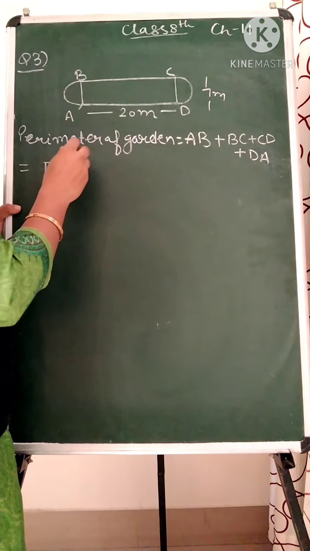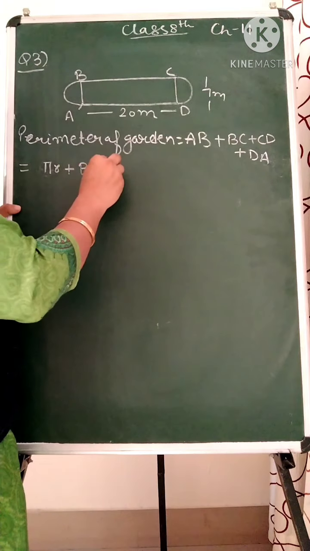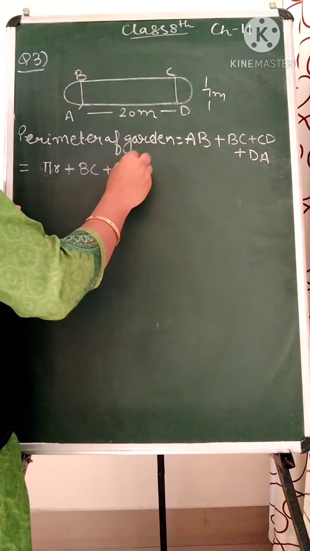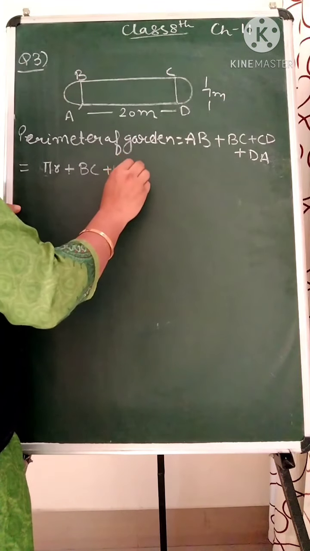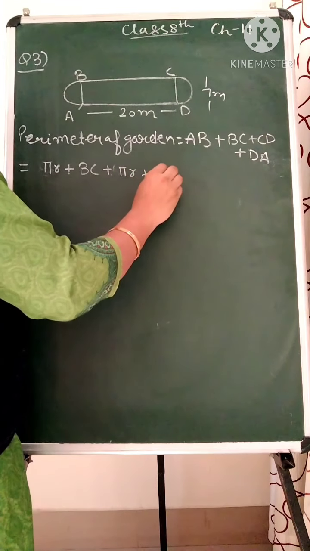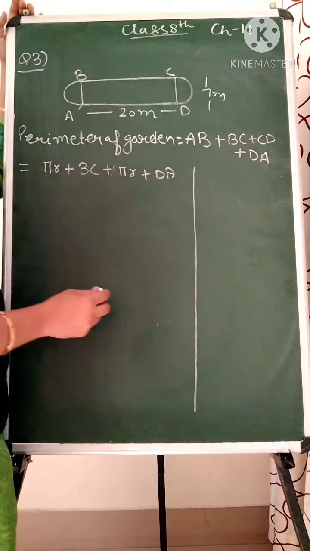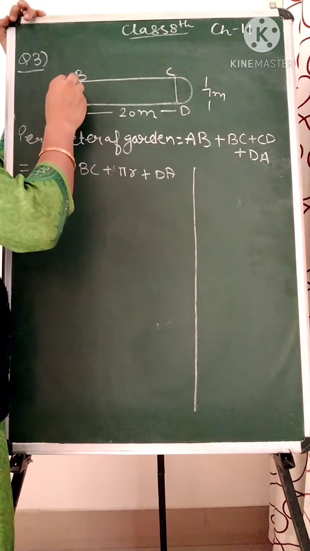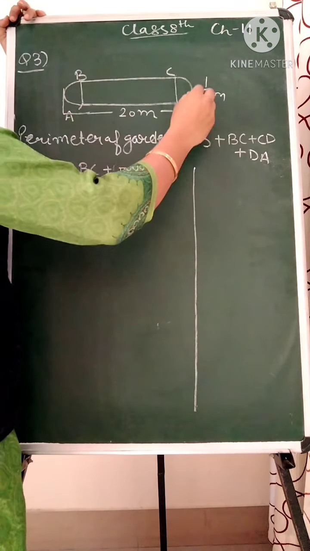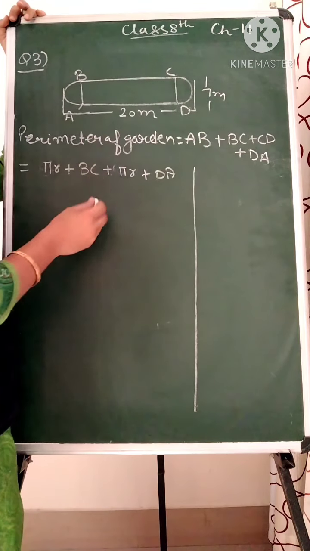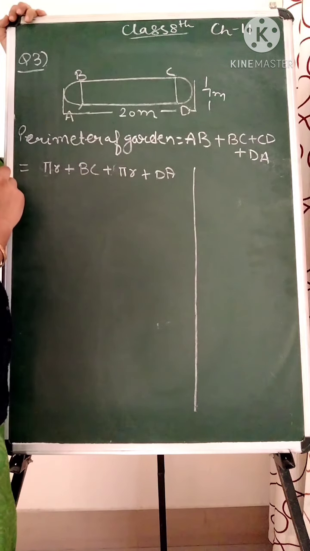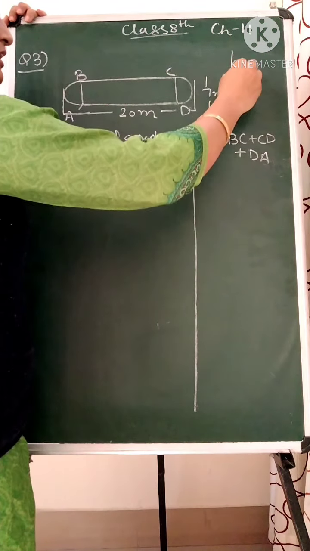Clear? From B to C as it is, I will explain within. CD is pi r, DA is as it is. First of all, see that the total length from here to here is 20. Clear? That is 20. It's a semicircle here.